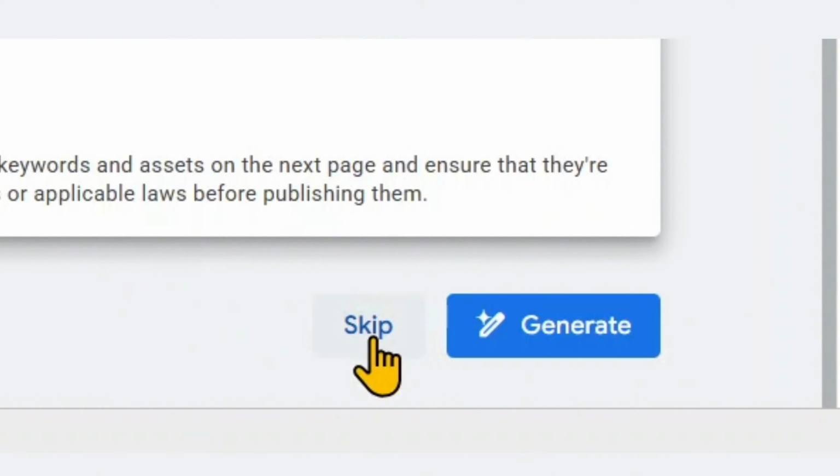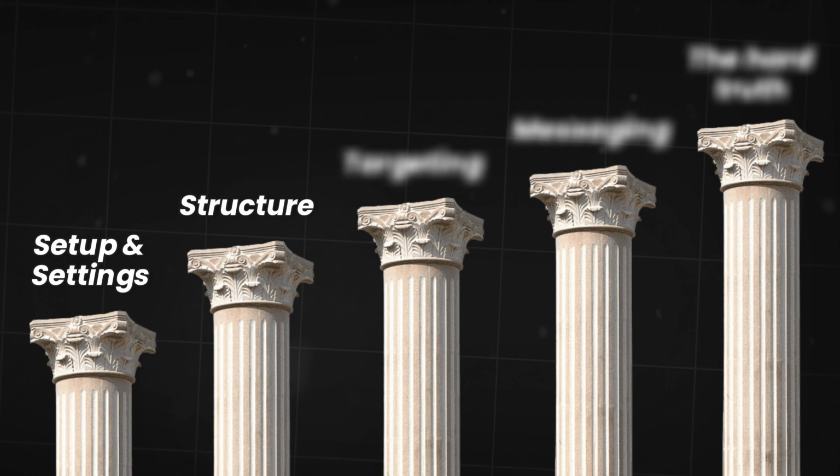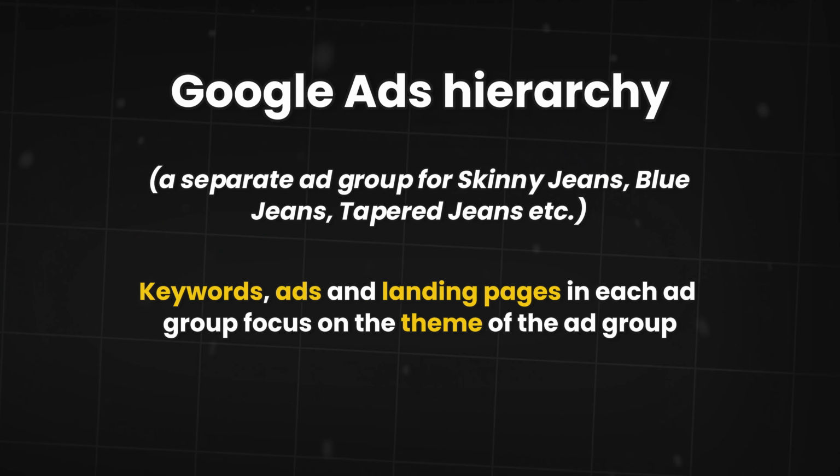But whether you choose to use keywords that Google recommends or not, it's important for you to understand the third pillar of a successful search campaign, which is your targeting. When we discussed your campaign structure, we already covered that your ad groups should be built around tightly themed keywords, and keywords are essentially the backbone of your search targeting.